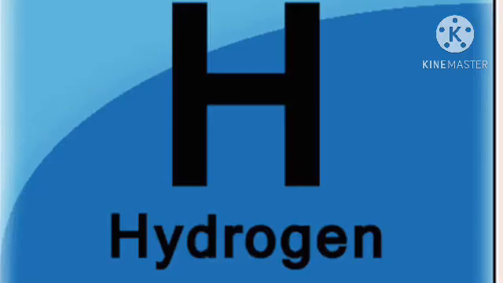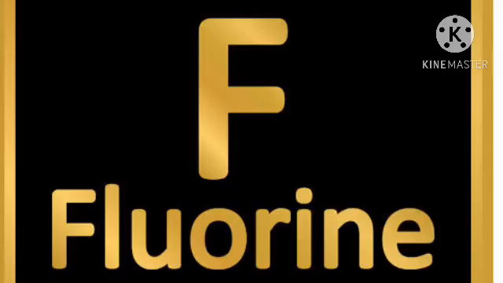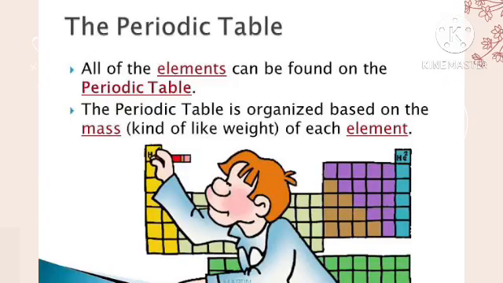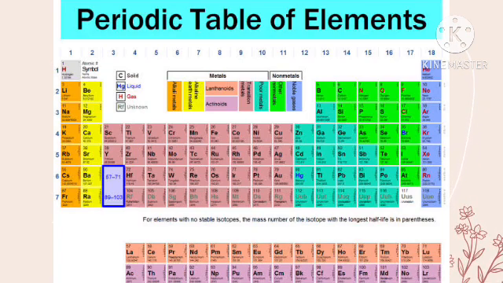H is a symbol for hydrogen. Letter N is the symbol for nitrogen. And letter F is the symbol for fluorine. Now, all of these elements can be arranged or organized specifically into rows, columns, and periods using the periodic table. The periodic table is what we use to arrange or organize these elements into rows, columns, and periods.